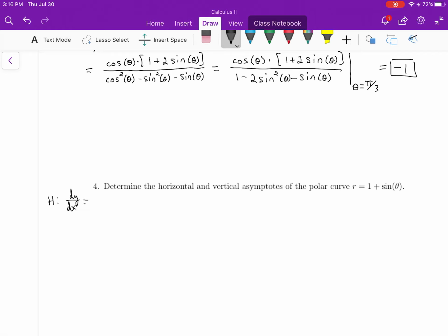Now this is when the slope is 0. And the slope is only going to be 0 if the numerator is 0, and the numerator is cosine of theta, I'm looking on top with problem 3, times 1 plus 2 sine of theta. And this product, as with any product, is going to be 0 only when one of these terms is 0. So cosine of theta is 0.